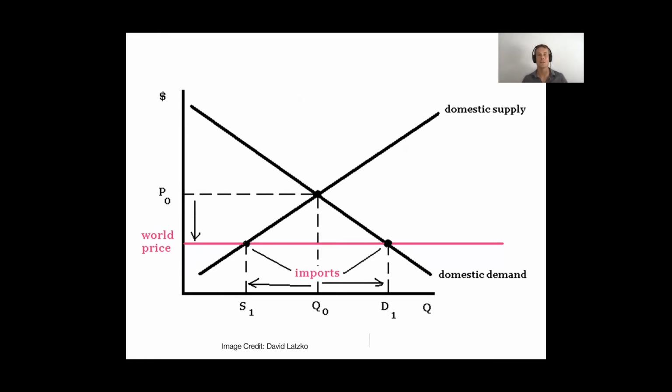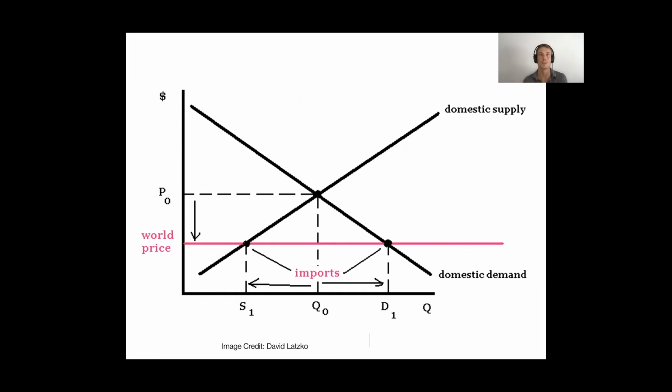They say, oh my goodness, I don't like that this domestic supply just dropped from Q0 to S1, right? That's a drop in GDP. That's a loss of jobs. That's not good. Sure, I like this part over here where consumers are getting to buy stuff cheaper. That means real incomes are going up. That's super nice. But I don't like this drop. I'm going to step in and I'm going to try to protect this industry.